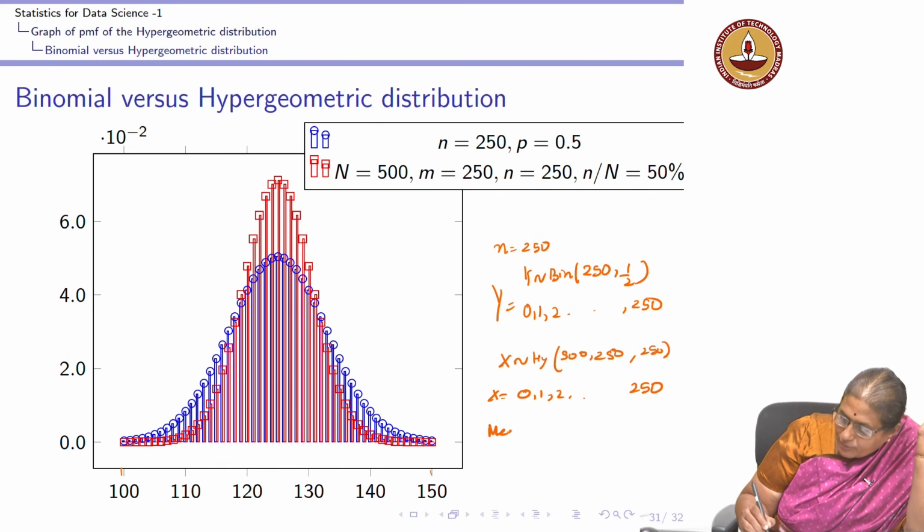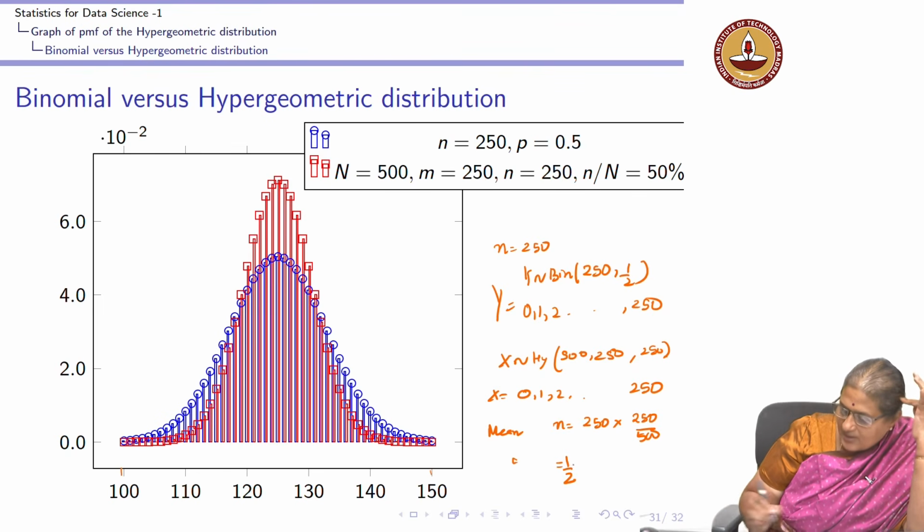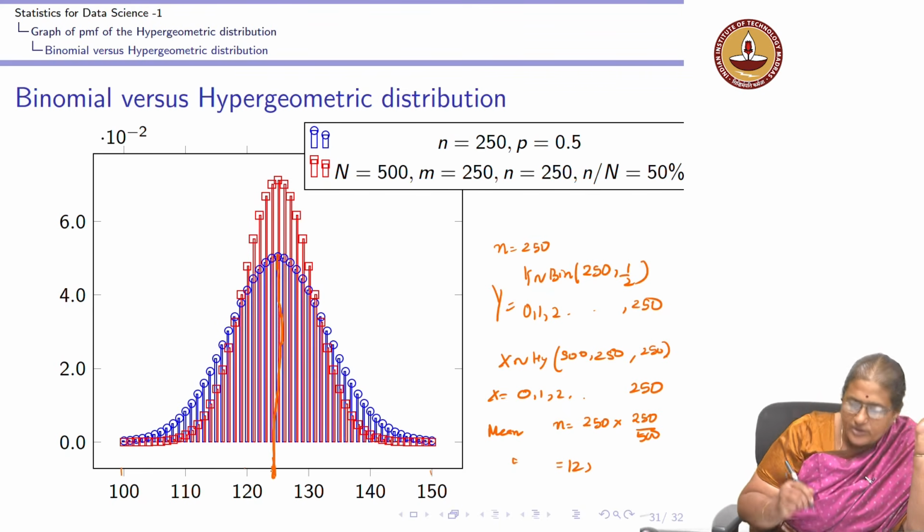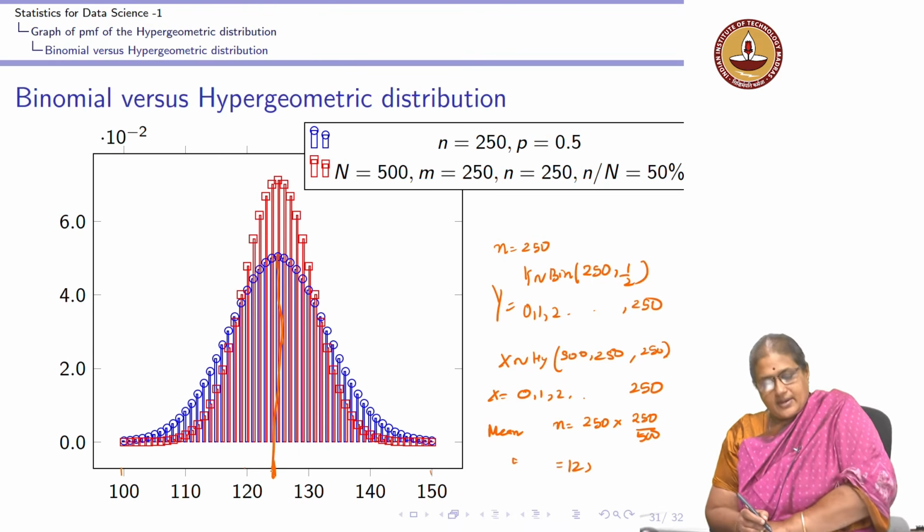The mean for both X and Y is n into M by N, which is 250 into 250 by 500, which is just 125. And you can see that the mean for both these distributions, both the binomial and the hypergeometric, is at this point.